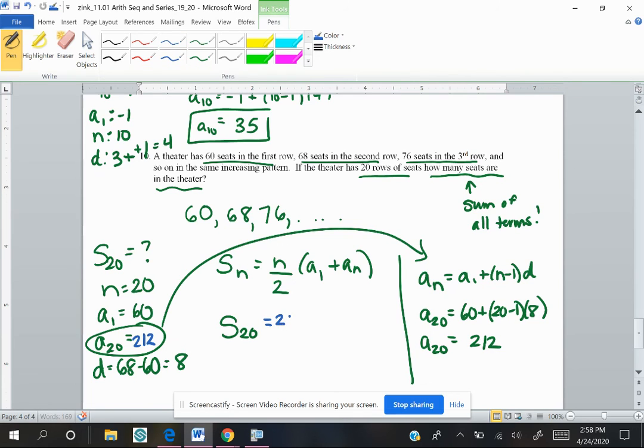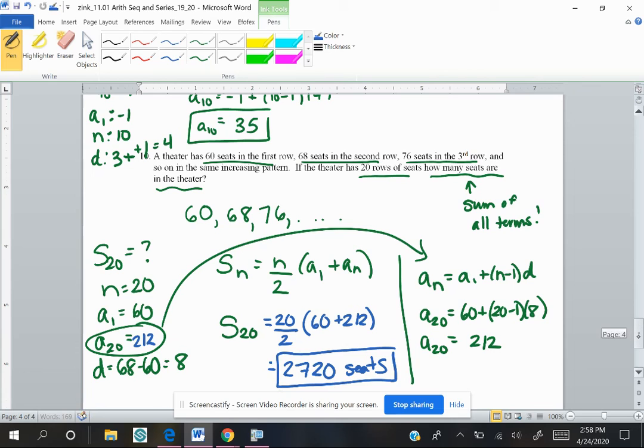So n is 20 over 2. My first term is 60, and my last term, or my 20th term, is 212. Again, you can type that into your calculator to add them. I'll let you figure that out on your own. Final answer should be 2,720 seats in the entire theater.